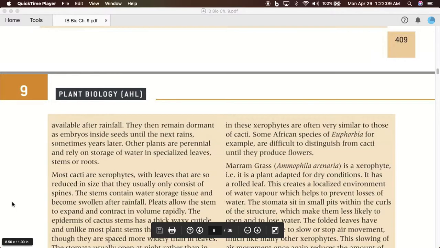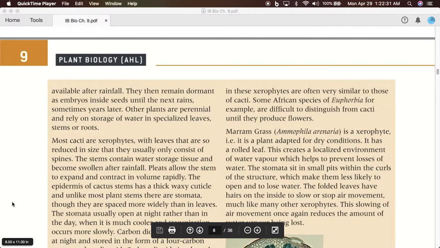And then cacti are an example of xerophytes. And basically cacti have leaves, but they're so small and reduced that we really know them better as spines. And the spines are smaller, or the leaves are smaller, which is going to decrease the number of stomata they have. So it's also going to decrease the amount of water loss that they can have. Because like you remember, the stomata are the holes or the pores on the underside of the leaf that let in CO2, let out oxygen, but also let out water.